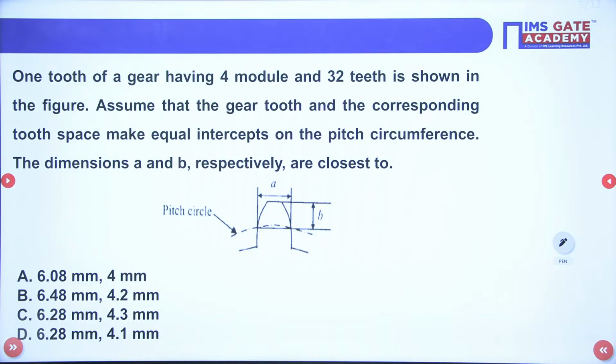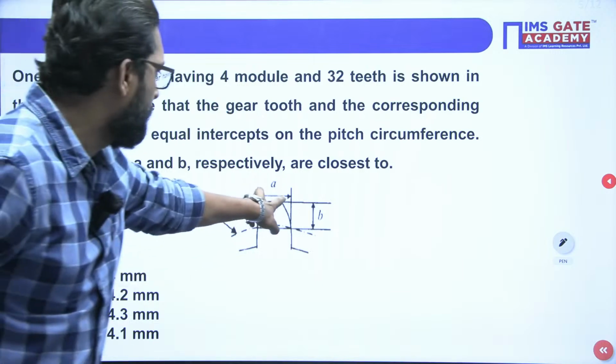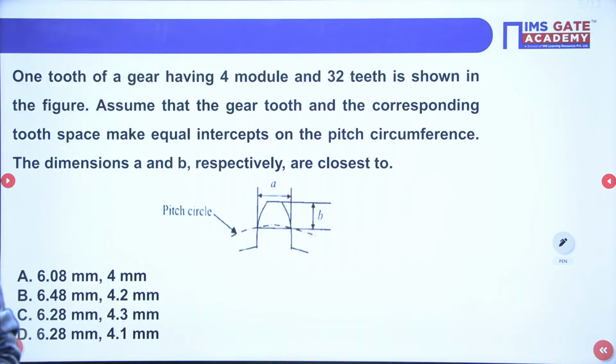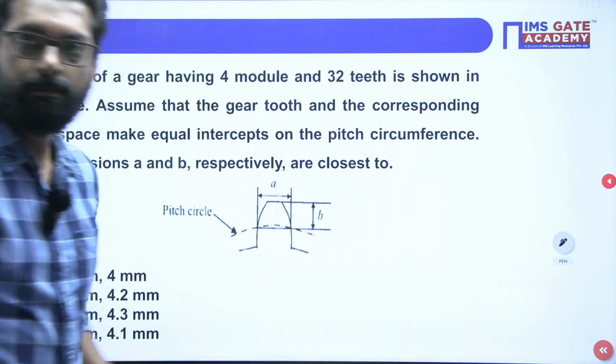One tooth of the gear having four module and 32 teeth is shown in the figure. Assume that the gear tooth and the corresponding tooth space make equal intercept on the pitch circumference. The dimensions A and B respectively are closest to what? What is the value of A and what is the value of B? This is your pitch circle. This is a very good question.